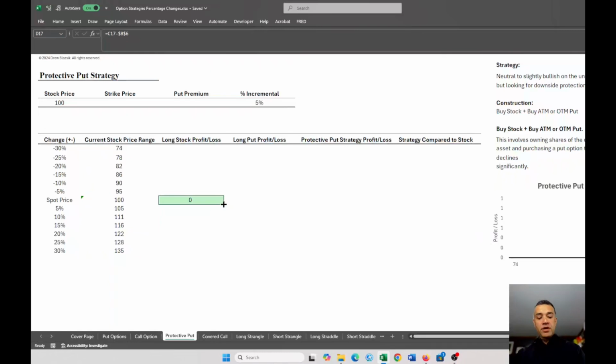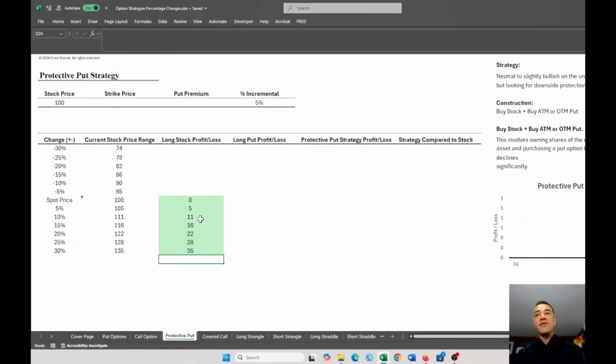Now let's go down. On my keyboard, I'm going to hold down Shift. I've already done the equation, and then I'm going to hit Control D, that's control down. So if the stock goes up, our profit loss in the stock goes to 135 minus 100.